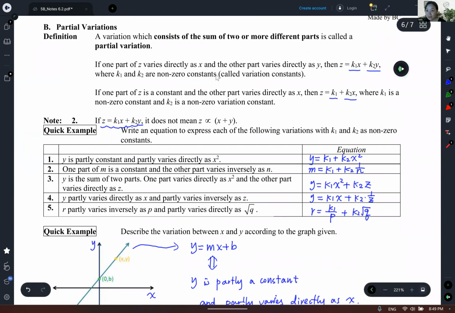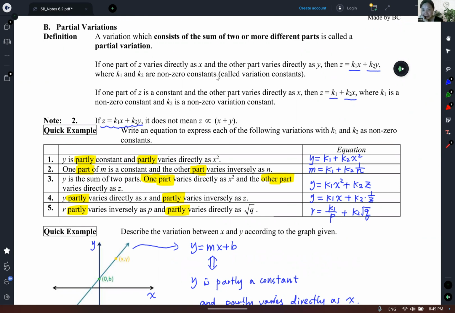partly. The word partly comes up a lot. You see partly, and partly, part, not just partly, a part, one part, other part, partly. See? That should tell you it's a partial variation.